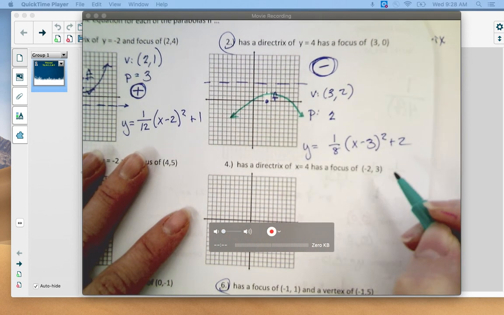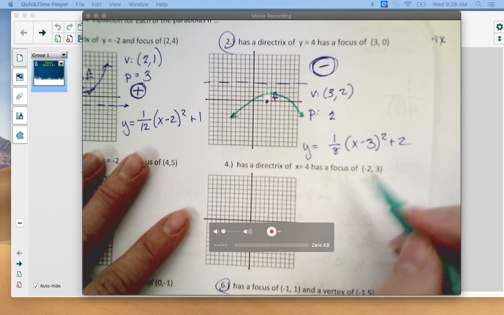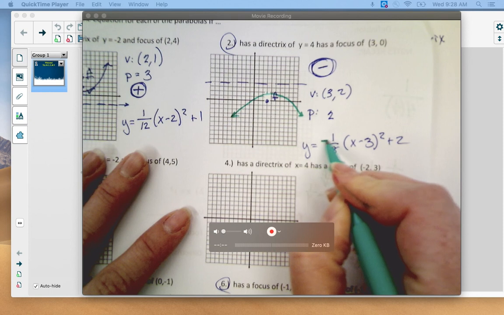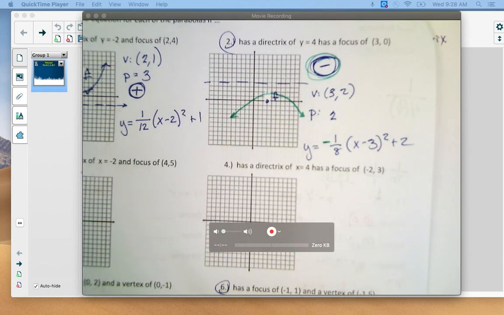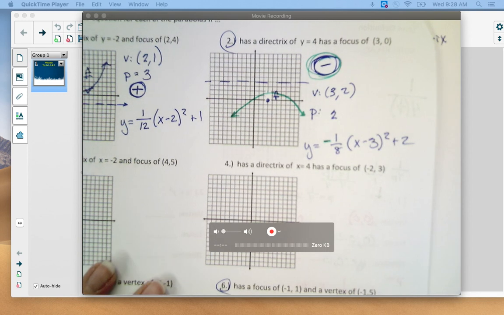What's that extra piece of information? What makes your equation concave down? A negative. That's the part that you have to add in. The focal length is not going to tell you that. You have to know from the diagram it needs to be negative.